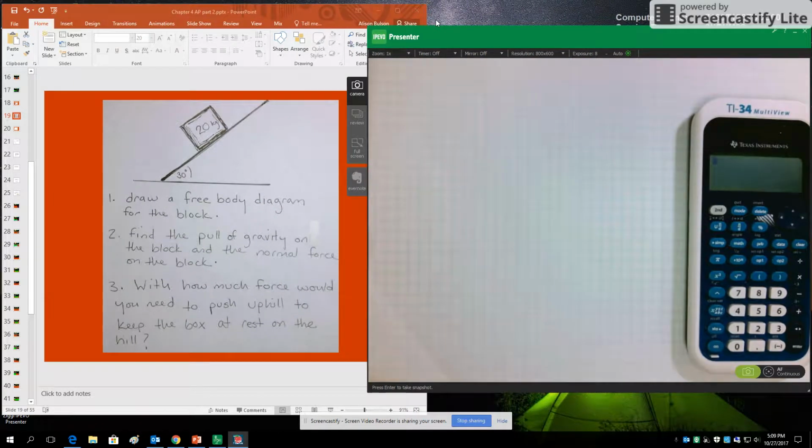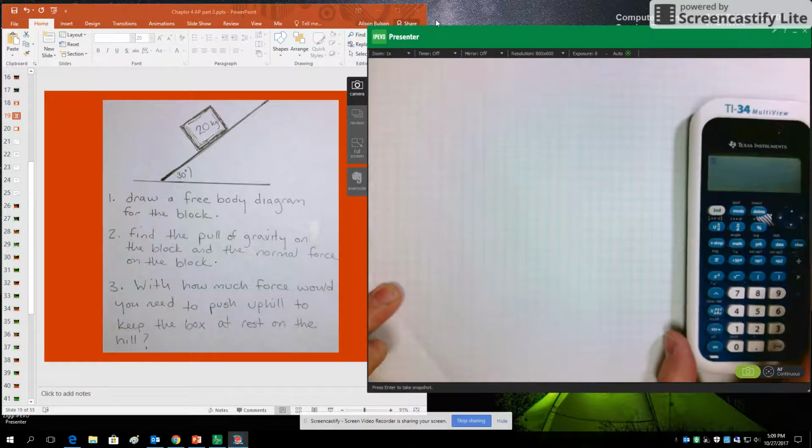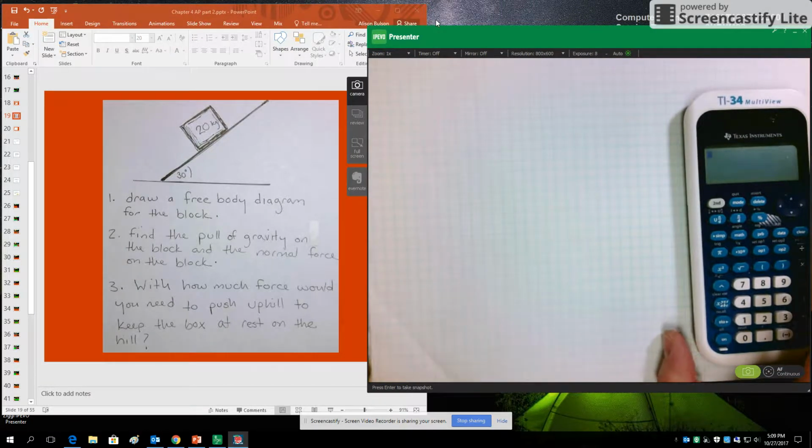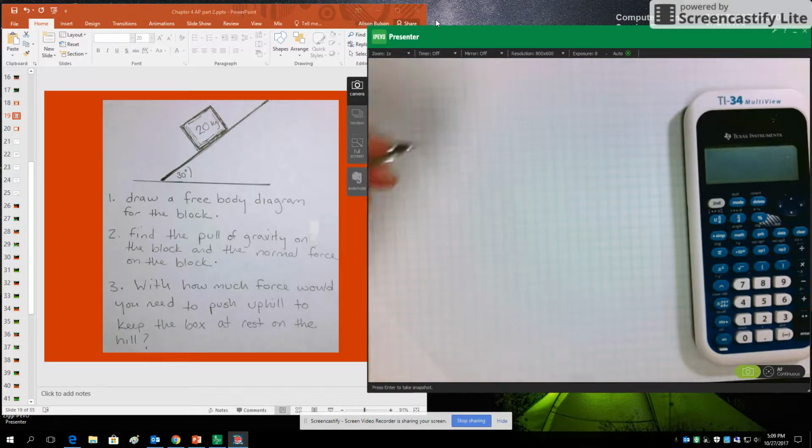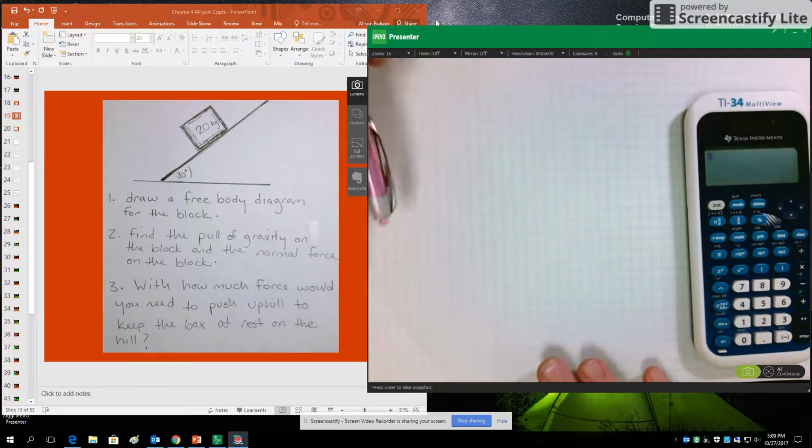Okay, next up is a problem I wrote for you to illustrate what to do with an inclined plane. So I have a 20 kilogram block on an inclined plane of 30 degrees above the horizontal. We haven't introduced friction yet, so we're going to assume no friction acts between the block and the plane. And we're going to start by drawing a free body diagram of this block.